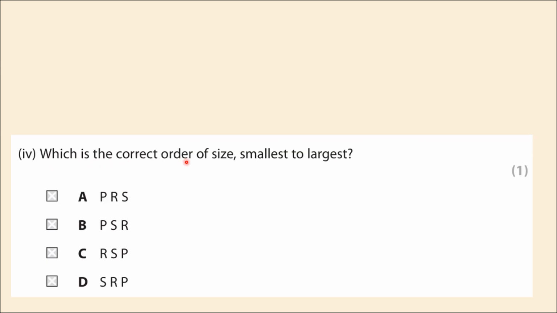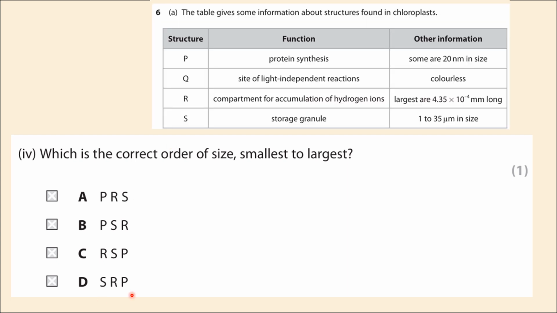The next question asks for the correct order of size from smallest to largest for structures P, R, and S based on the diagram. To accurately compare the sizes, we must first convert all three structures into the same unit. If we do not convert them, we cannot determine the correct order. For structure P, given as 20 nanometers, to convert this into micrometers, we multiply it by 10 to the power minus 3, and it's 0.02 micrometers.